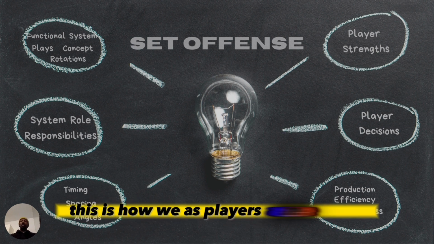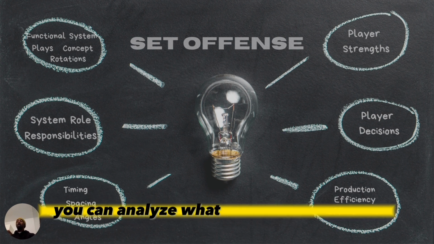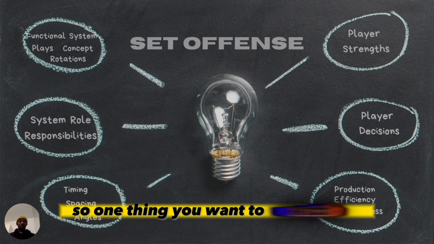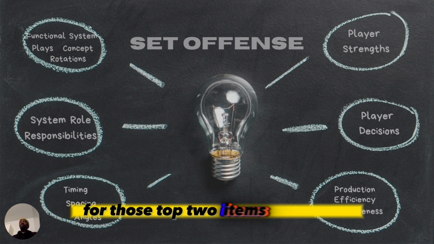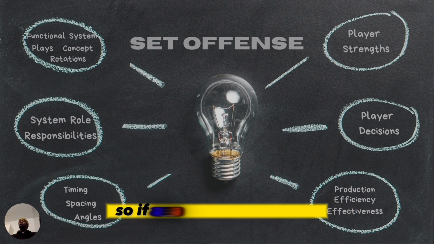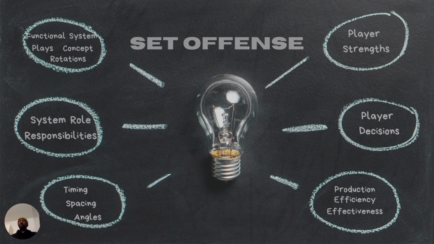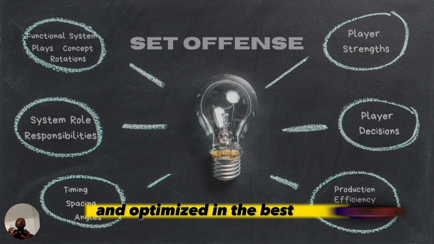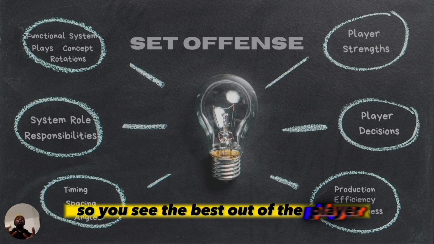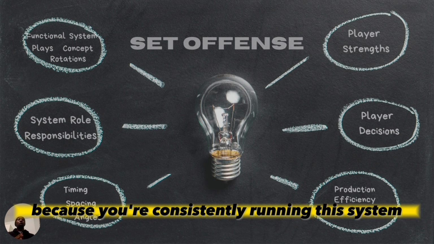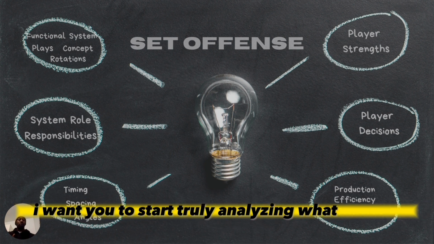This is how we as players are analyzed, and this is how you can analyze what you see on the court. Is it productive? Is it efficient? And is it effective? One thing you want to watch out for is those top two items right there: the functional system and the player strengths. If a system is functional, a player's strengths can be used and optimized in the best way. So you see the best out of the player, and you can see it consistently because you're consistently running this system. I want you to start truly analyzing what you see.